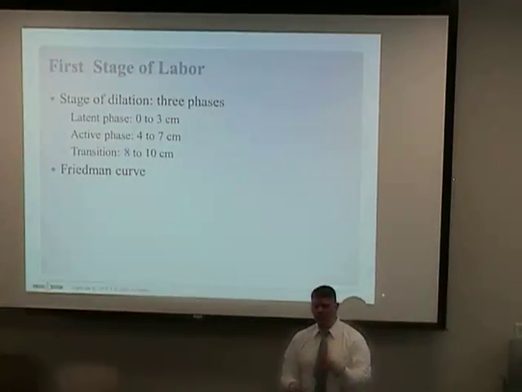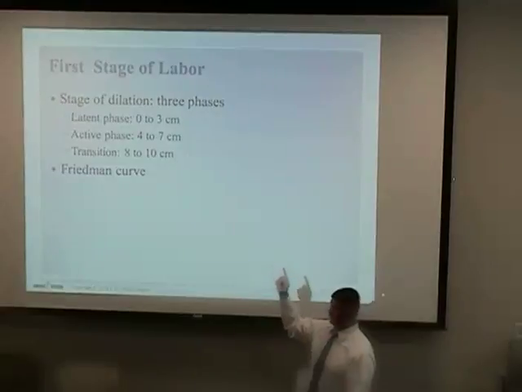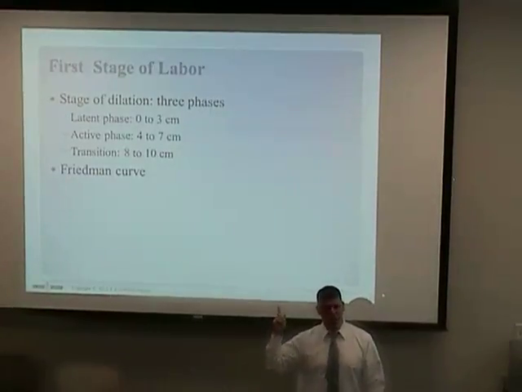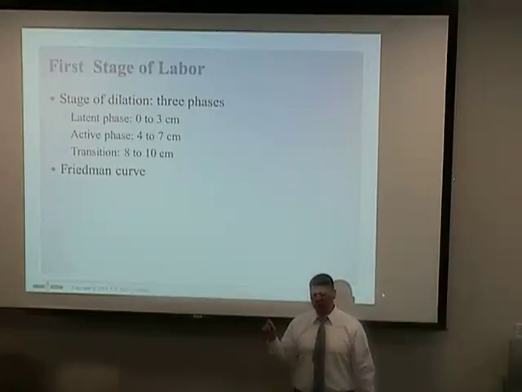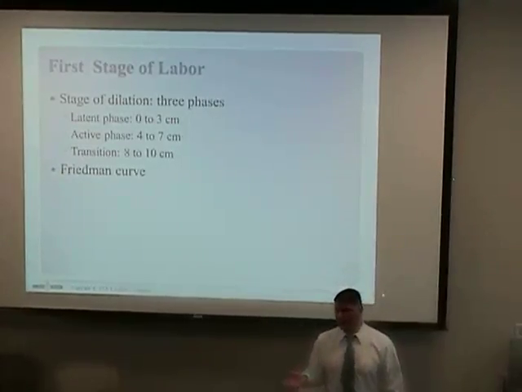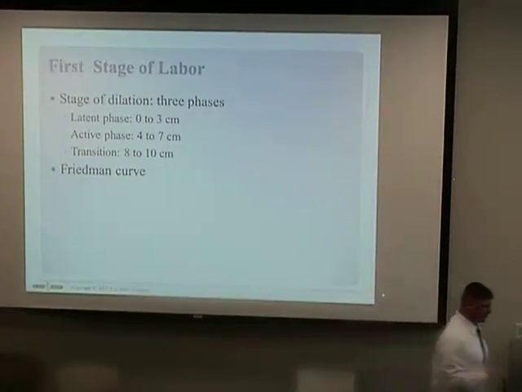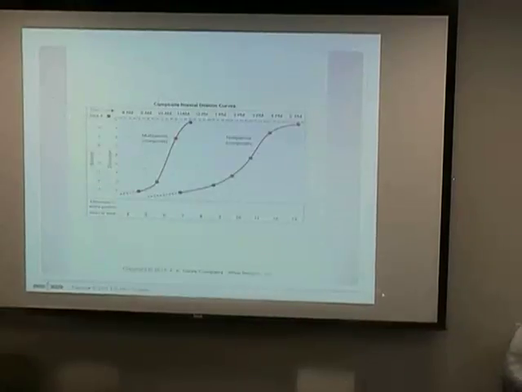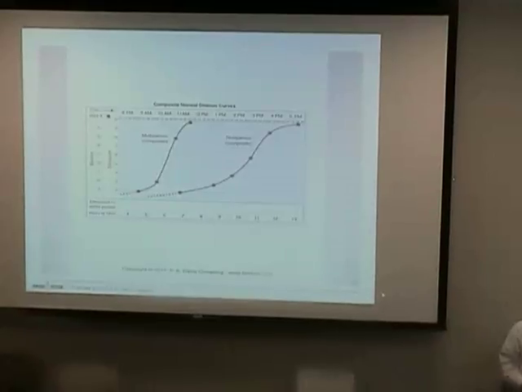So now more and more, and I think in your career, they're going to start saying active phase starts at 6 centimeters, especially in a second time mom. Because the second, third, fourth time mom will hang out at 3, 4, 5 centimeters for weeks and not be in labor. Their cervix is ready to go. But once it crosses 6, boy, things take off fast. Okay? Point of no return. Yeah, it's that rocket right there.